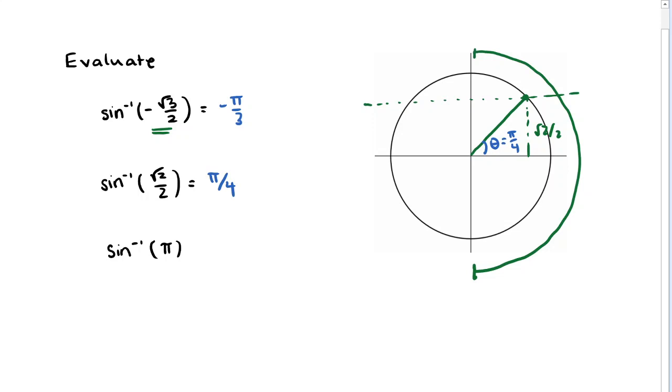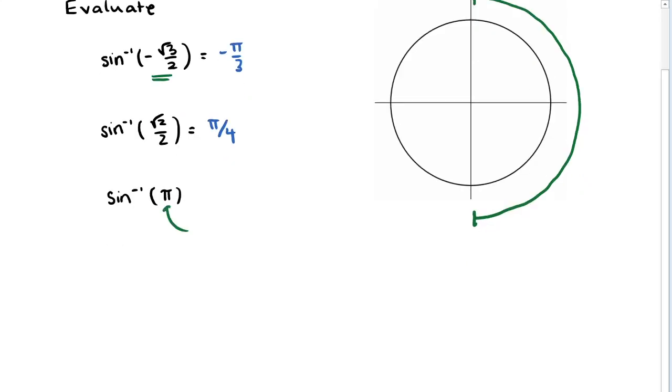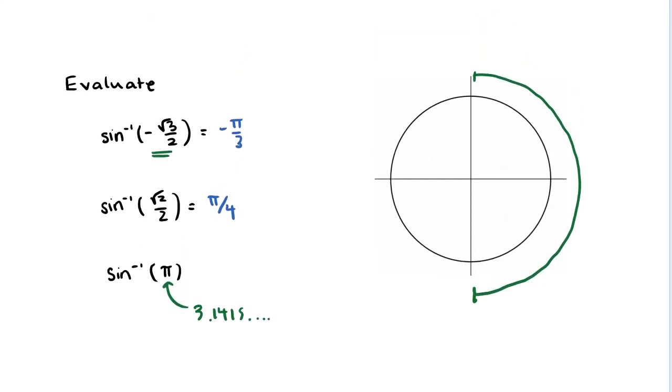Now what about pi? What if we tried to ask, what's sine inverse of pi? Well here, again, the inputs of our sine inverse function represent y coordinates on the unit circle, and this value of pi is 3.1415, and so on and so on. And so this is like asking, our unit circle is a circle of radius 1. What angle gives us a y coordinate of 3.141592, and so on? What angle gives us a y coordinate up here?